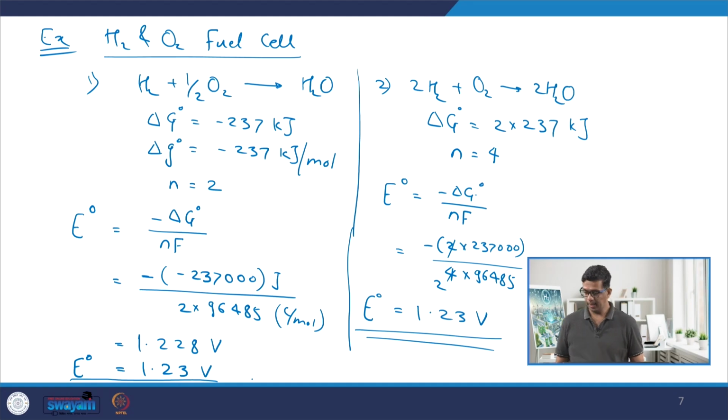What does it imply? It implies that even if we change the concentration, the reversible cell potential does not change. What changes is its free energy. The Gibbs free energy gets increased or decreased accordingly with respect to concentration, but the reversible cell potential at STP remains the same. So, let me go ahead and write that up.